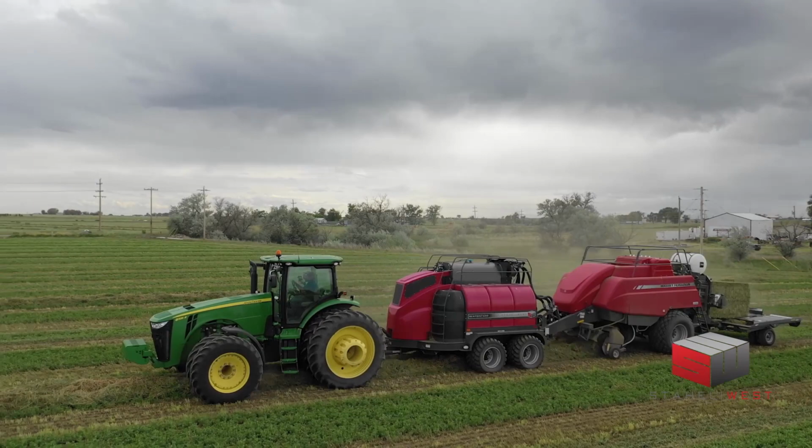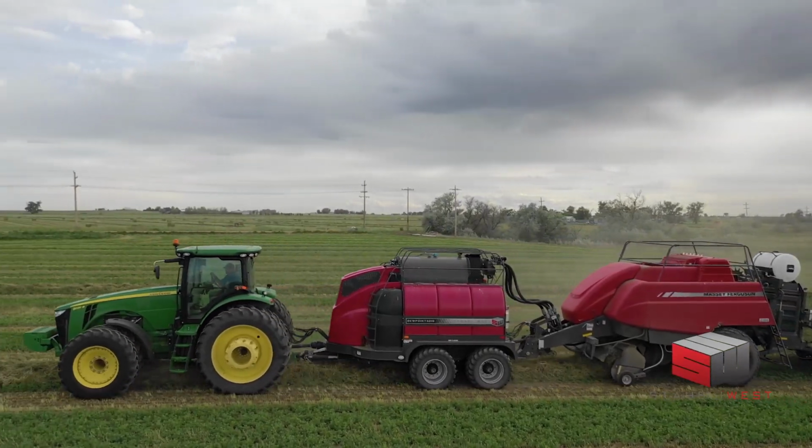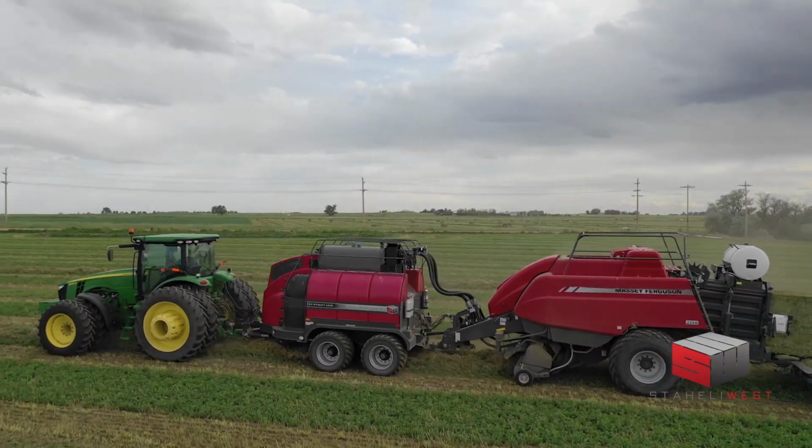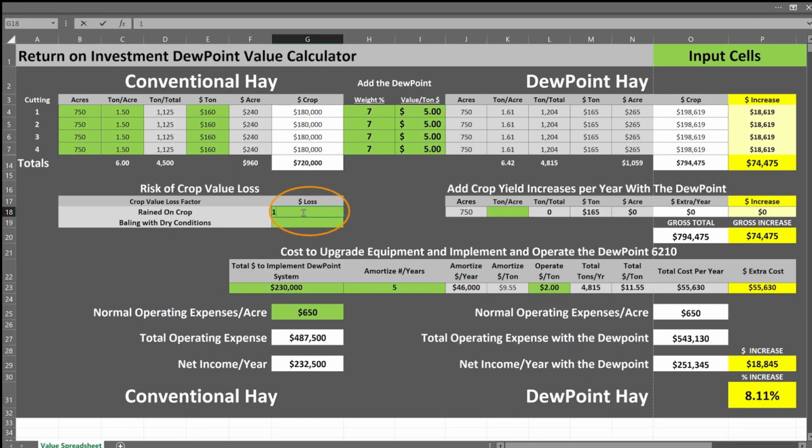And with a steamer, you can take this rained-on crop and say, how much of second cutting, because it's really rainy in our environment on second cutting, how much are we going to add there? Well, we'll say it's about a $10,000 loss.